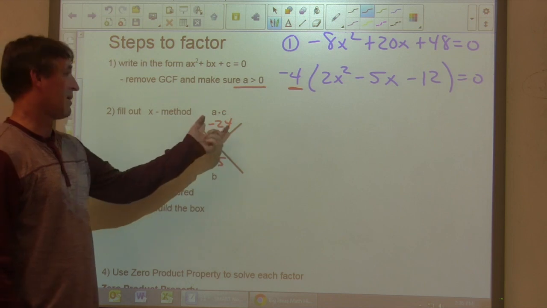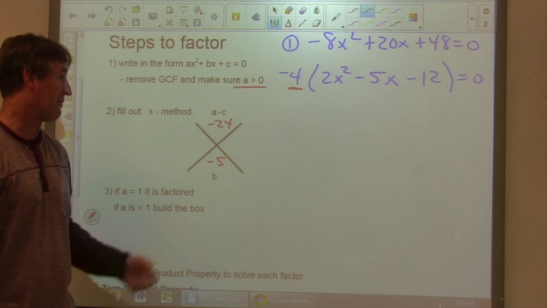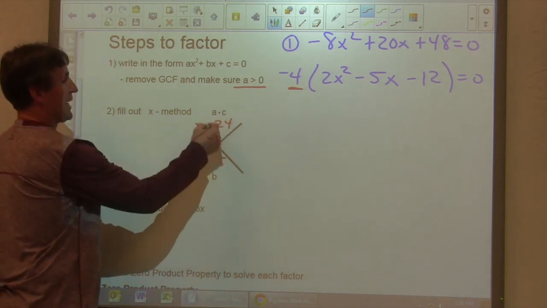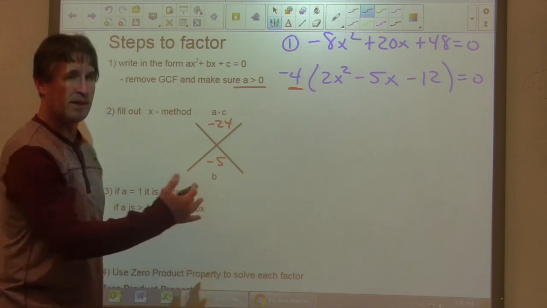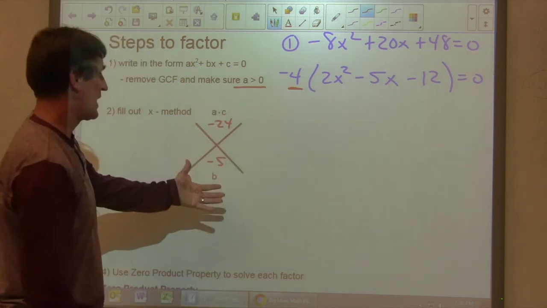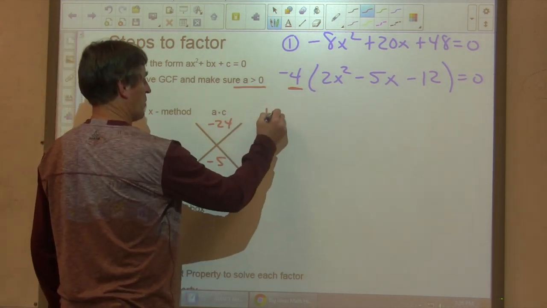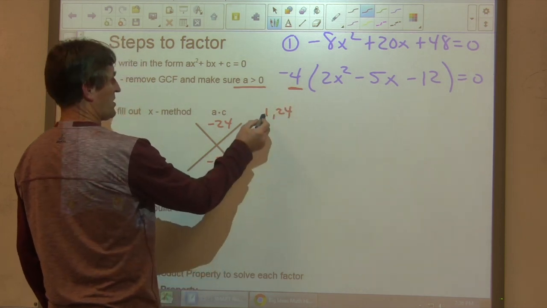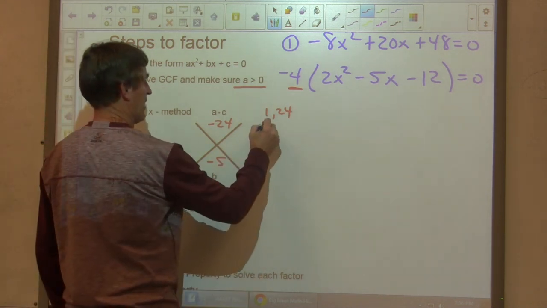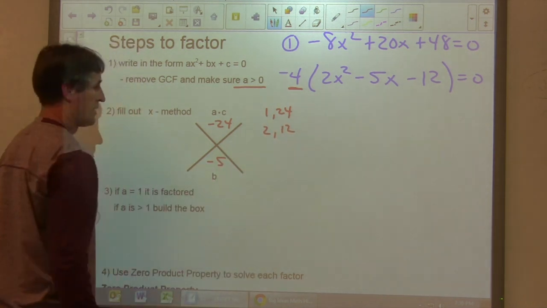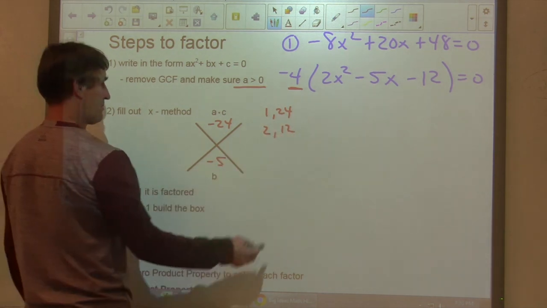So we have to find the numbers that multiply together to give you -24 and add up to give you -5. The only way we can get a negative number here is if a or c is negative and the other one's positive. Some of you will be good at this and you'll be able to look at that and tell right away. But let's just list the factors of 24. We could do 1 and 24, but whichever one's negative, it would give us 23 or -23, and we need -5. We could go 2 and 12. 2 and 12 would give us 10 or -10.